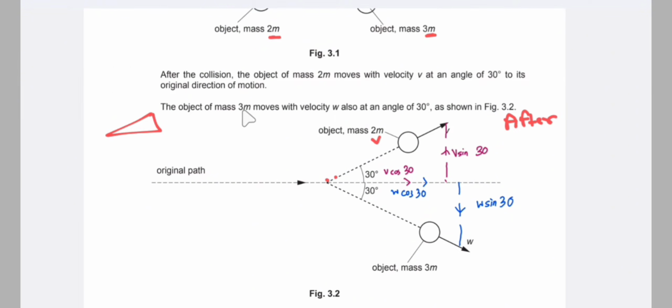Similarly, the object of mass 3m moves with a velocity w, also at an angle of 30 degrees as shown in figure 3.2.